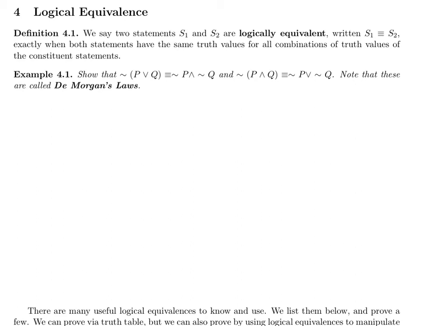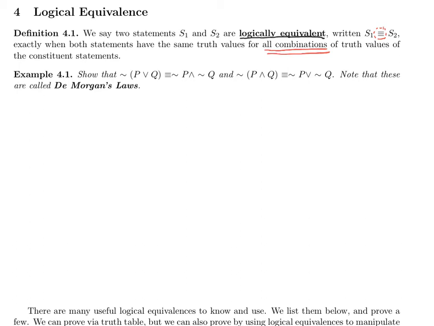A quick note about logical equivalence. I talked about this a little bit more informally in past videos, but I do want to talk about it a little more formally now. So we say two logical statements, S1 and S2, are logically equivalent, and we use this symbol here, this kind of triple equal, if you could think about it, to say two statements are equivalent, exactly when they have the same truth values for all combinations of truth values of the constituent statements.